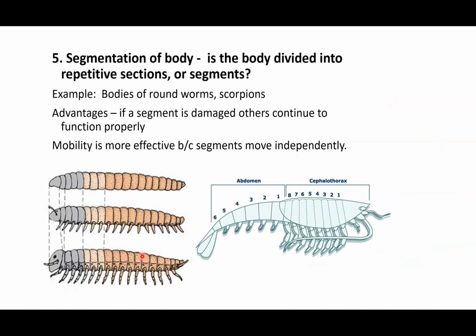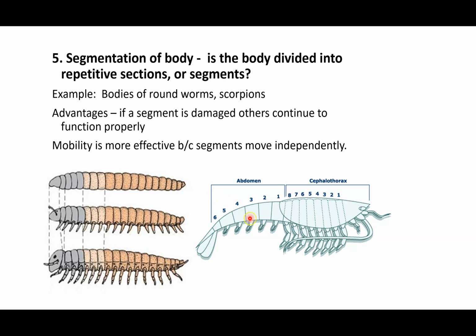The fifth criterion used by biologists to classify organisms is the segmentation of the body. So they ask themselves the question: is the body divided into repetitive sections or segments? That's referred to as segmentation, the division of the body into repetitive sections or segments. And the examples include bodies of roundworms or scorpions. As I show you here, for example, this is an organism that has segments, and those segments are going to have specific characteristics. They have advantages of having segmented bodies.